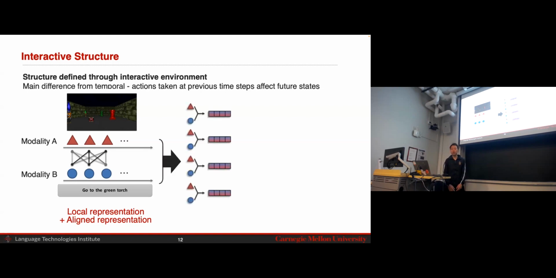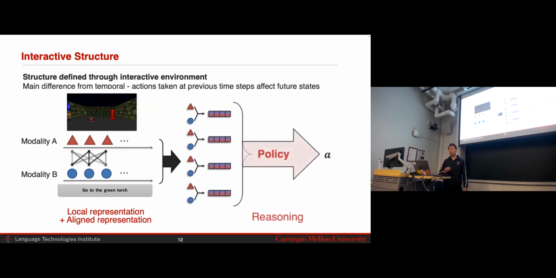And finally, you have to do all this in an interactive setup because you have to take actions, which change the inputs, right? Whenever you take an action, such as moving forward or moving backward, what you see in the visual modality changes. If you turn left, turn right, you might start seeing new things. So how do you combine all this information through reasoning to get the right action? And I put policy here because in reinforcement learning terms, the goal is to learn a policy, which means to output the right action from every state in time.